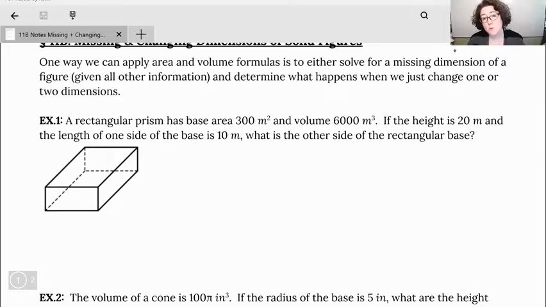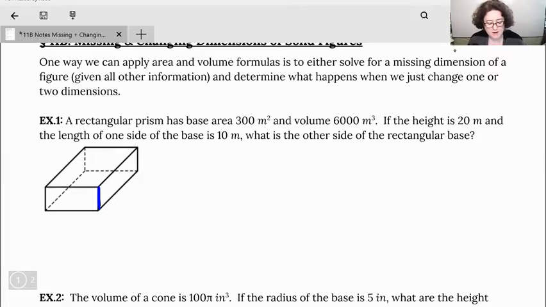Now there's a few different ways that we could approach this, but the first thing I'm going to suggest is let's label the information that they gave us about the shape and figure out what we're trying to figure out. So the height of this figure is 20 meters. So again, the height of any prism, you're always looking at the distance between the two bases. So usually up and down, but sometimes I might draw it separately or sitting on its side just so you can see better what's going on.